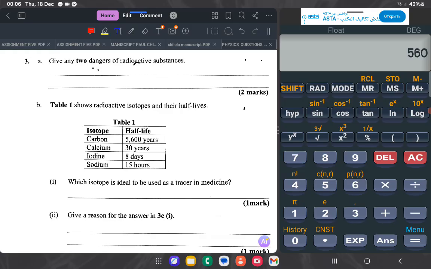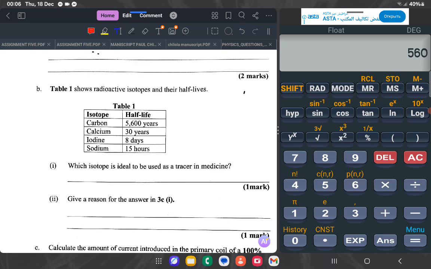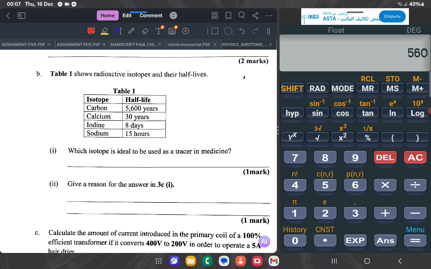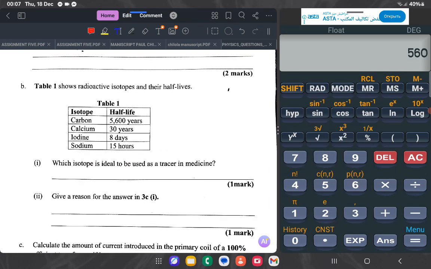Number B, the table below shows radioactive isotopes and their half-lives. Remember, half-life is just the time taken for half of the radioactive substance to decay or to decompose. All right. So using the table, which isotope is ideal to be used as a tracer in medicine?